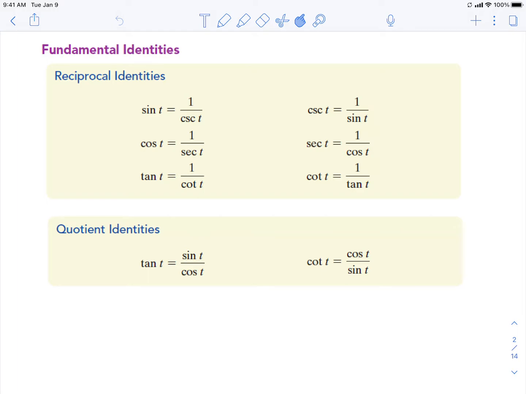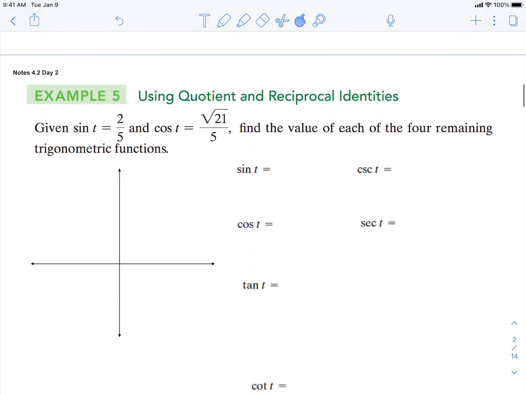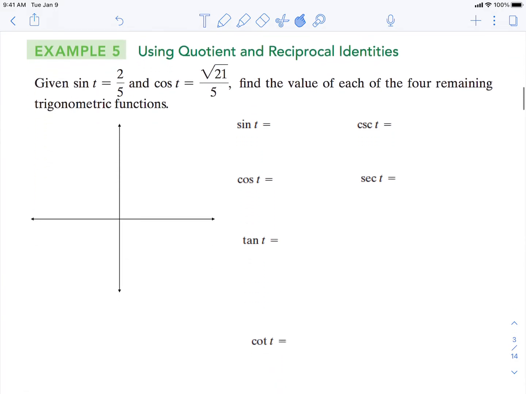Here are the fundamental identities. The first set of identities are called the reciprocal identities. So we have the big three and the inverses. And the second set of identities are the quotient identities for the tangent and cotangent. So we're going to go ahead and use those identities on this example.